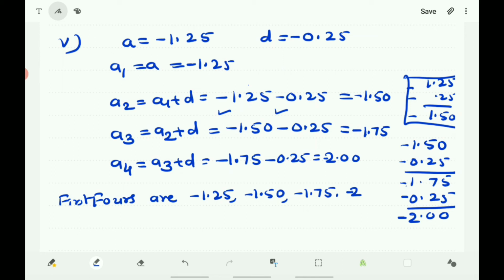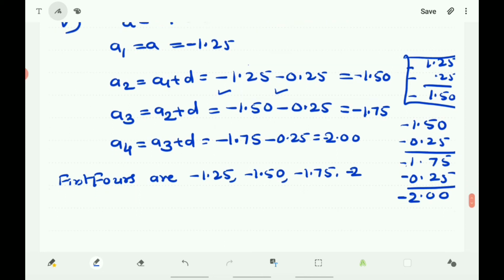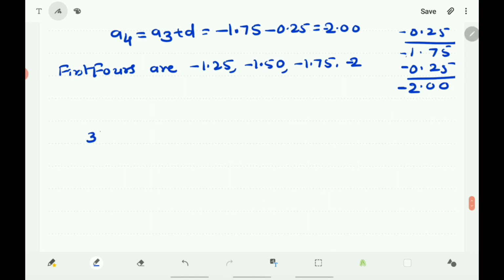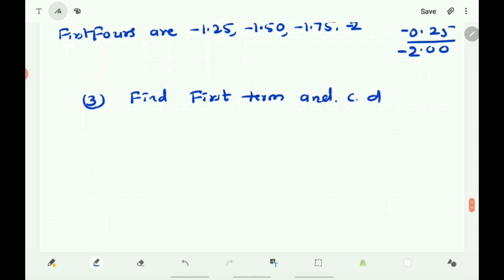So in the third question, for the following APs, write the first term and the common difference. Which main here? Third main. What is the question? Find the first term and common difference. Very simple, very easy. 3, 1, minus 1, minus 3, and so on. Find the first term. First term means A, that is A1.